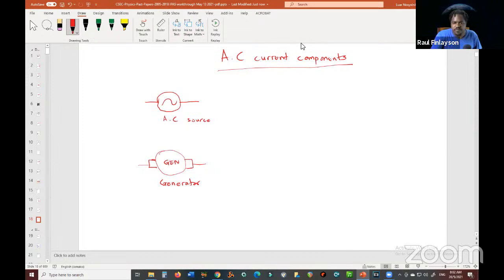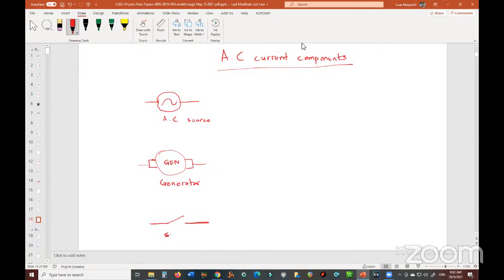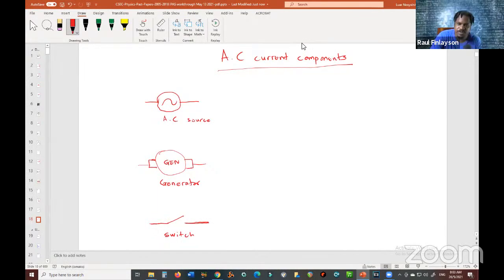Of course, everybody should know what this is. The switch. Yeah, very good. So that's the switch. Good. So when you're using current here, there is this important thing.